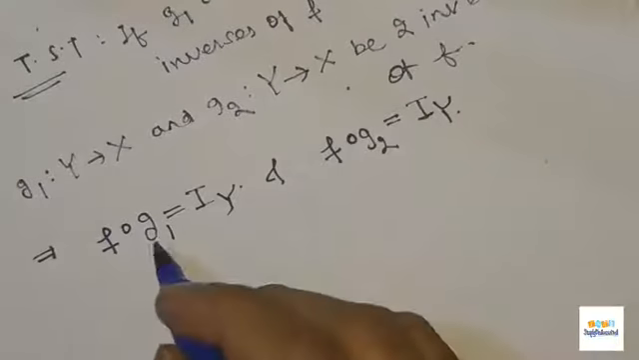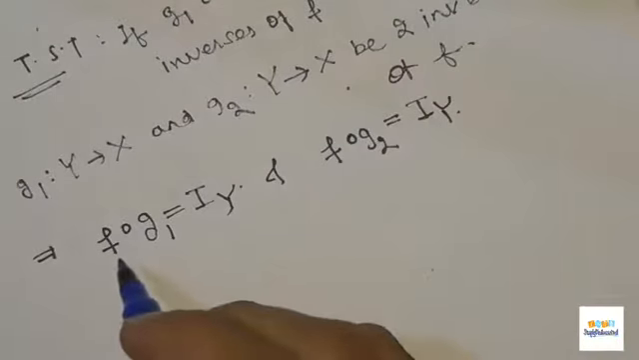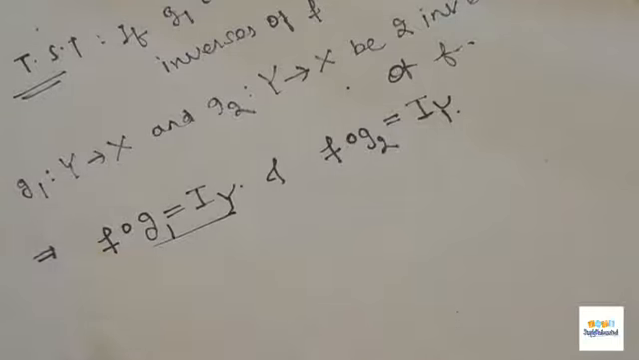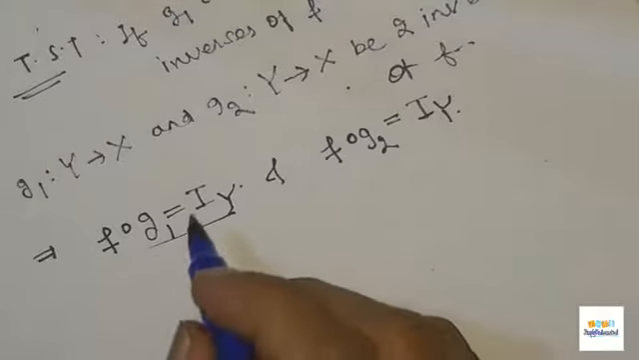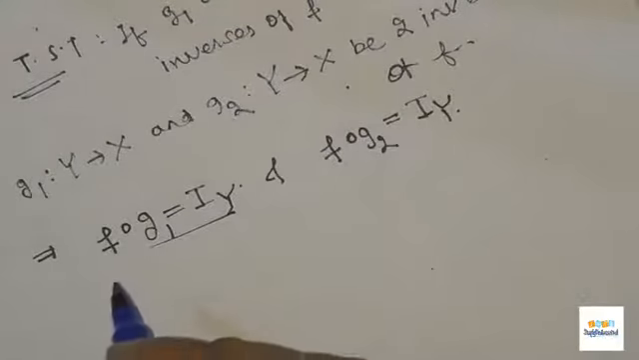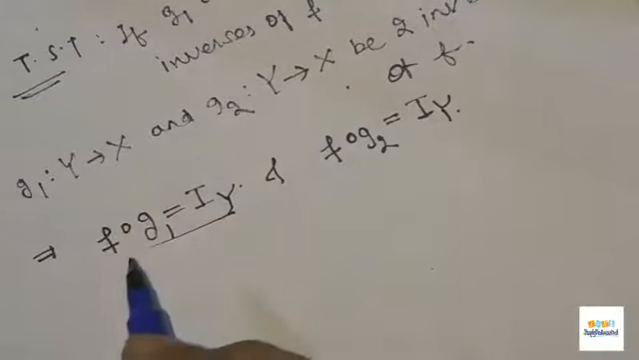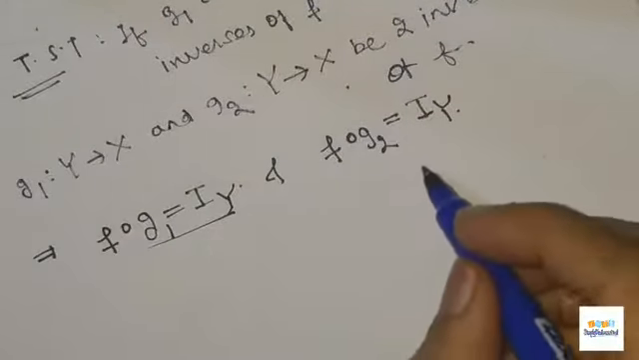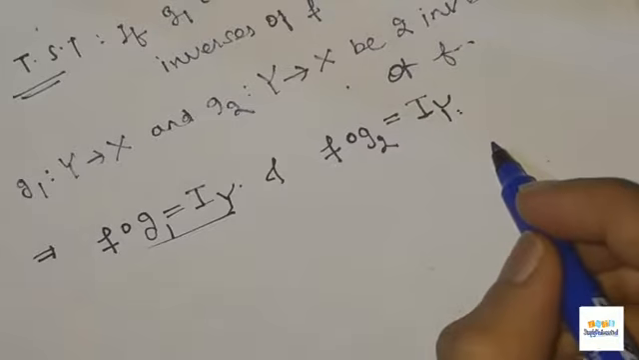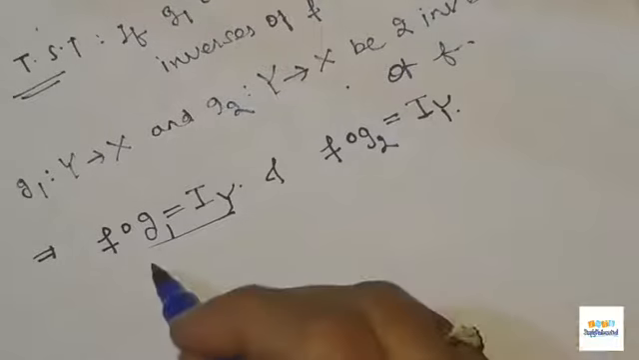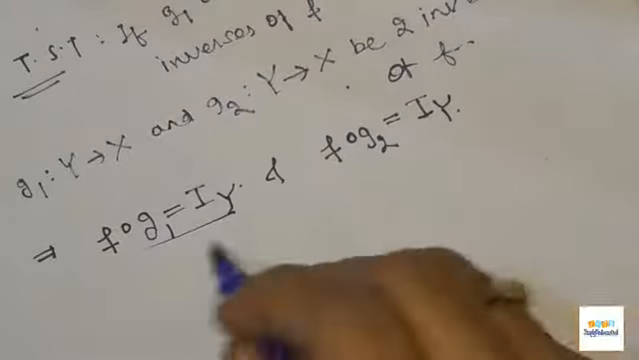Now there are two more conditions here, right? We have written the first one for g1, that is f composition g1 is equal to I suffix Y, and also we have g1 composition f equal to I suffix X. And here we have g2 composition f equal to I suffix X, but we will not write that because we have to use these two only.